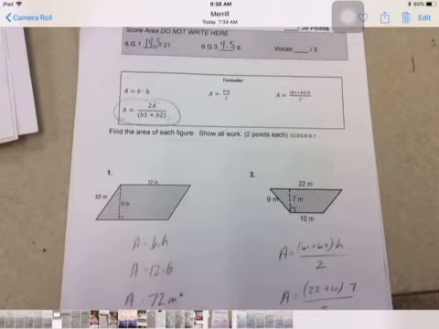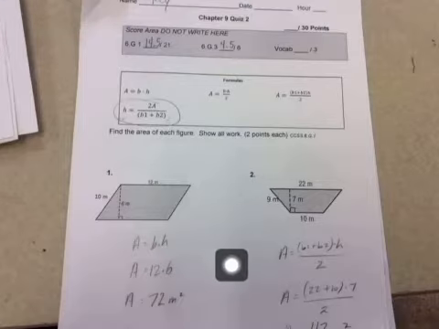Alright, we're going to go through the answers for Chapter 9, Quiz 2. Okay, for this first page, I'm just going to show you guys the work.